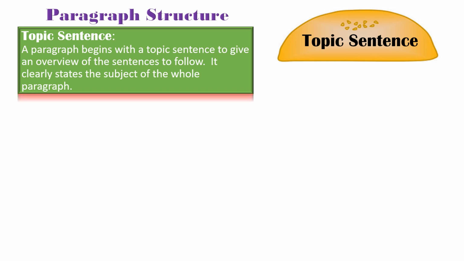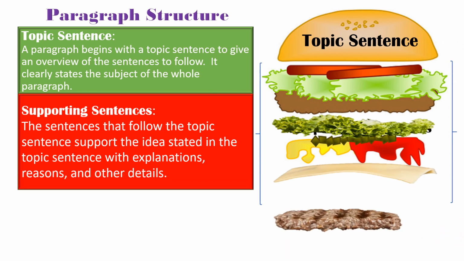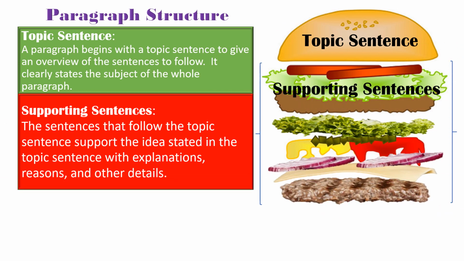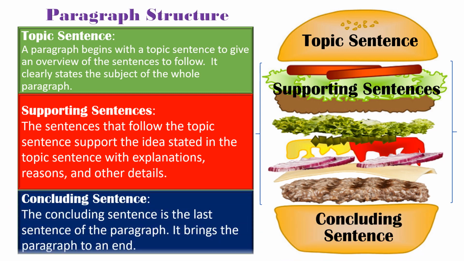This is followed by the supporting sentences. The sentences that follow the topic sentence support the idea stated in the topic sentence with explanations, reasons, and other details. And finally, the concluding sentence. This is the last sentence of the paragraph, and it brings the paragraph to an end. Kind of like the burger that you see. The supporting sentences are in the middle, and they're wrapped nice and snug by the topic sentence and the concluding sentence.